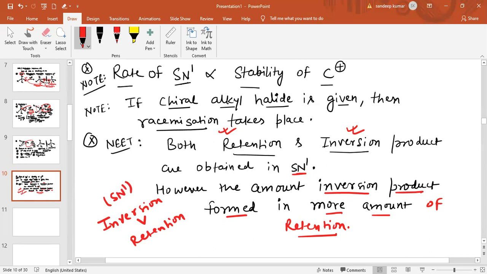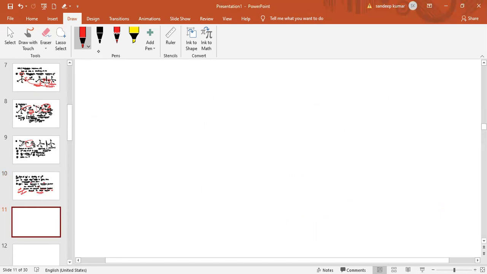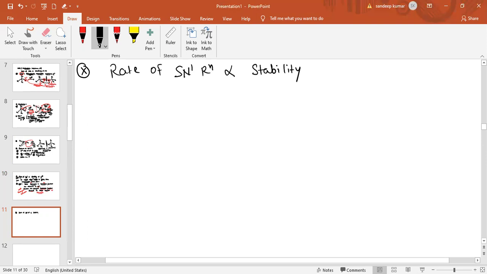Now see, as we know, the rate of SN1 reaction is directly proportional to the stability of carbocation.